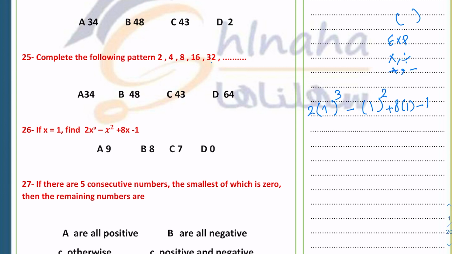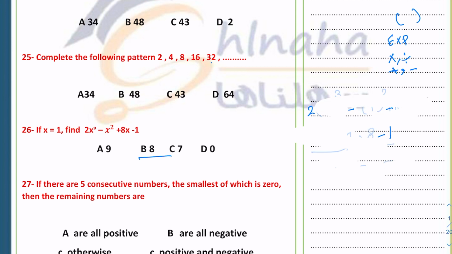Okay. There is no brackets, but I have power. 1 power 3 will be 1, so 2 times 1 will be 2. 1 squared is 1. 8 times 1 will be 8. Negative 1. Now I have to add. 2 minus 1 is 1. 8 minus 1 is 7. So 1 plus 7 equals 8. And we finish.